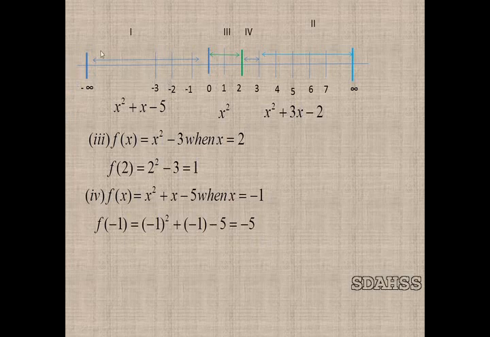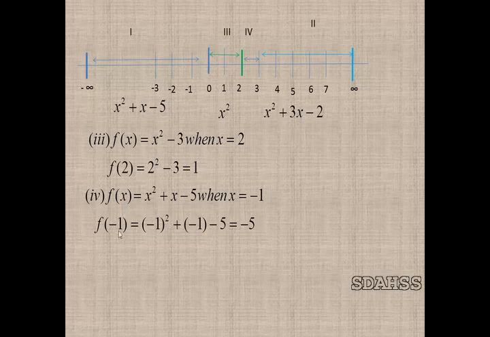Minus 1 is located in the first interval. Its function is f of x is equal to x square plus x minus 5.